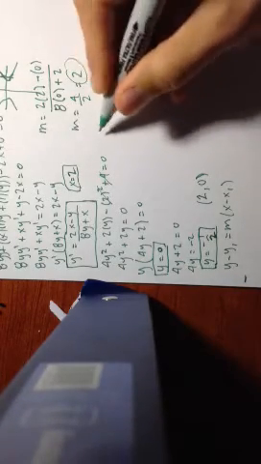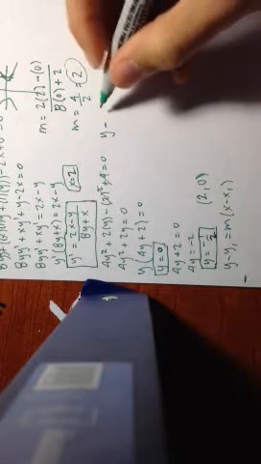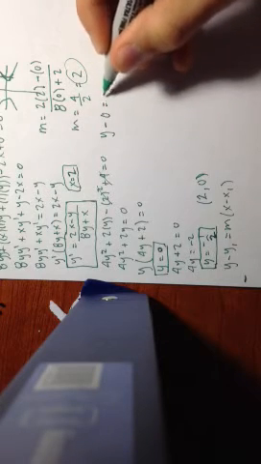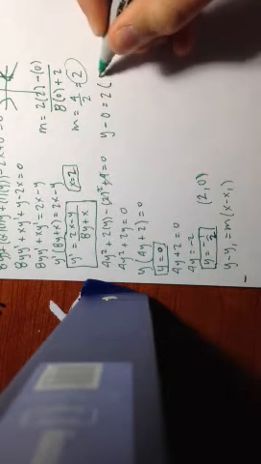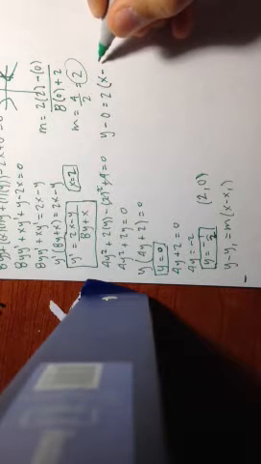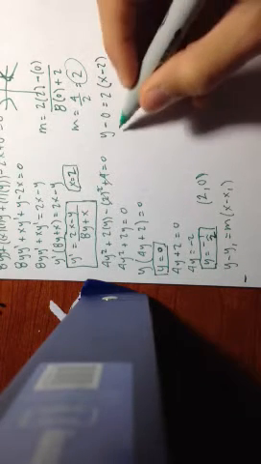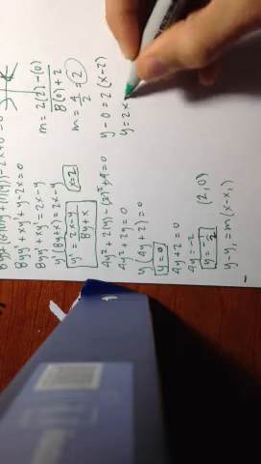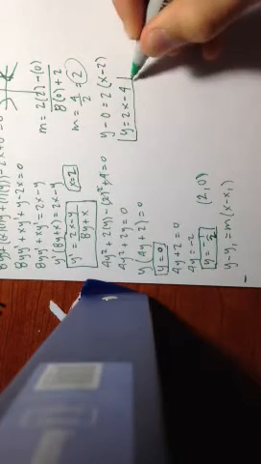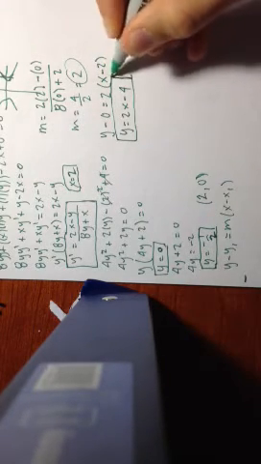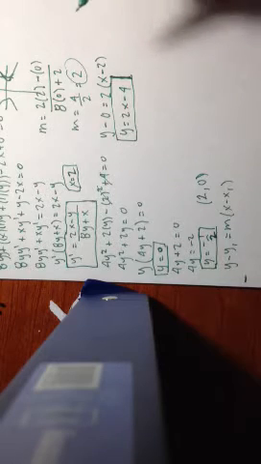Next, we can plug everything back into that other equation. y minus 0 equals 2 times (x minus 2). And so we end up with y equals 2x minus 4. There is your tangent line.